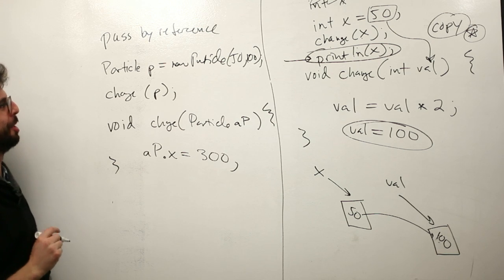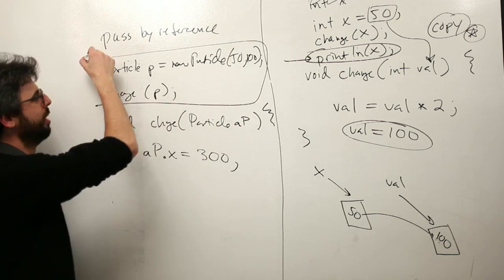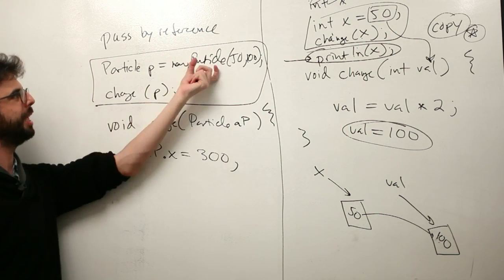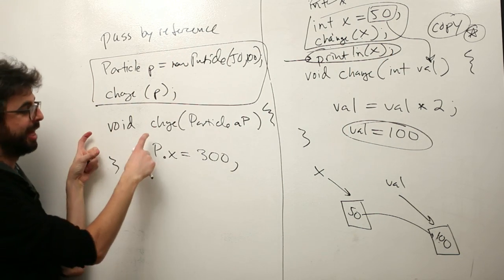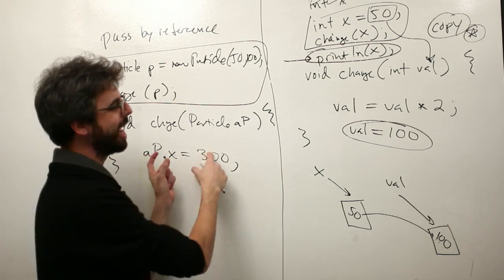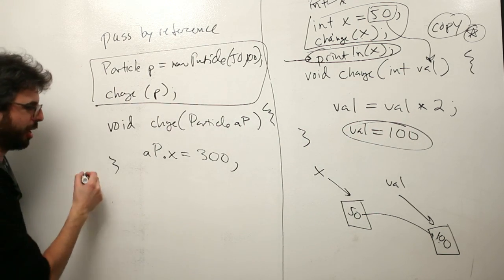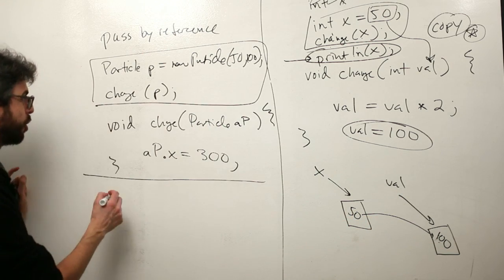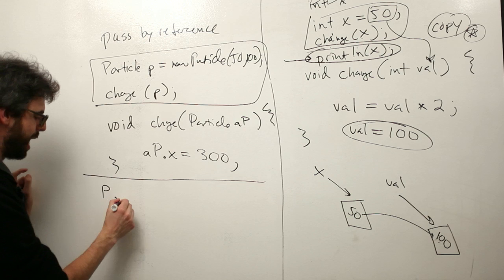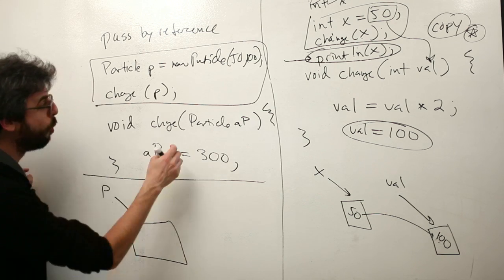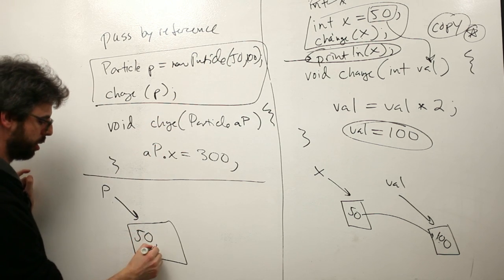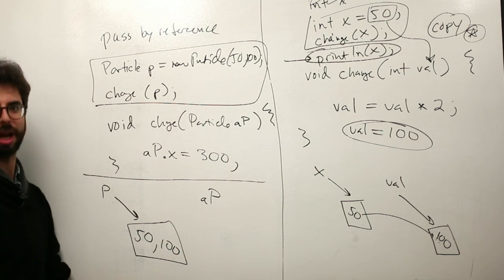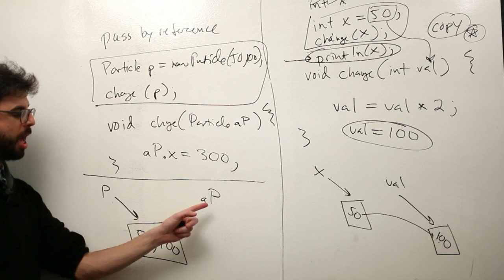what's happening? Okay, so this is my equivalent of int x equals 50, change x. Now I'm saying particle p equals new particle, change p. In this change function, instead of multiplying by 2, I'm just setting it to the value 300. And remember, x was 50, and then we made a new variable val, which was 100. So here I have a particle p, and it points to somewhere in the computer's memory where both 50 and 100 are stored. Now here I make a new particle, AP.